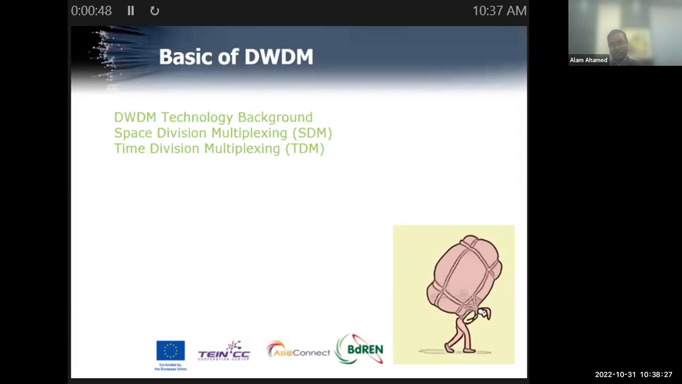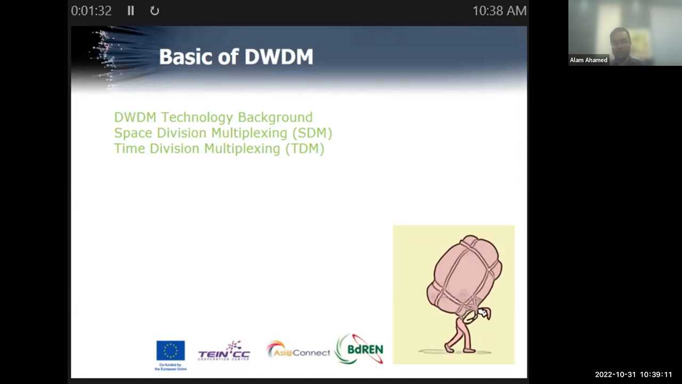Traditional methods of transmission network capacity expansion are space division multiplexing, SDM, or time division multiplexing, TDM. Space division multiplexing linearly expands the transmission capacity by adding fiber and transmission equipment. TDM is the most commonly used method of capacity expansion, i.e. multiplexing of the primary group to the fourth group of traditional PDH, and STM1, STM4, STM16, and STM64 of current SDH.